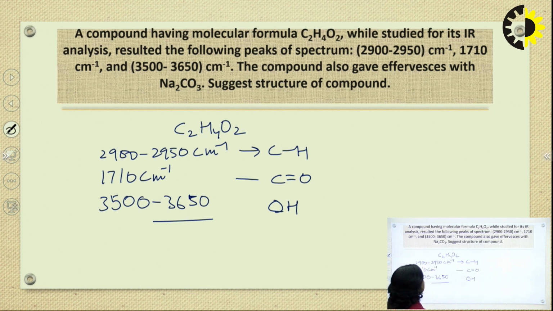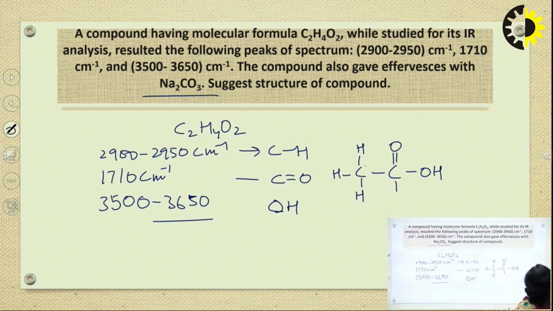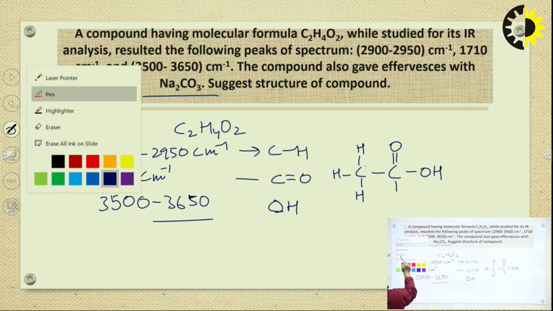The compound also gives effervescence with Na2CO3. So, this is another part. We will try to find the structure. This is C2, 2 carbons, 1 oxygen and 1 OH, and the rest hydrogens: 1, 2, and 3. So, the total number of hydrogens is 4, which we can count here.